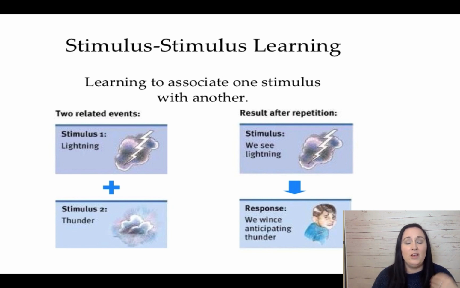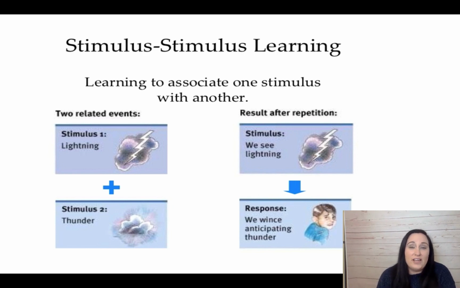So for example, it lightnings and then it thunders. Okay, so those are two stimuli that we are linking together. The first time you see lightning ever, you don't know that thunder is going to follow that. So the more you are exposed to that, the more you see lightning, you expect thunder.